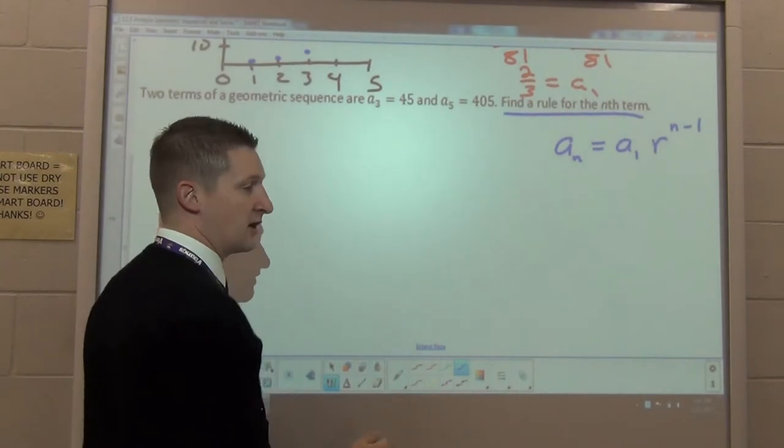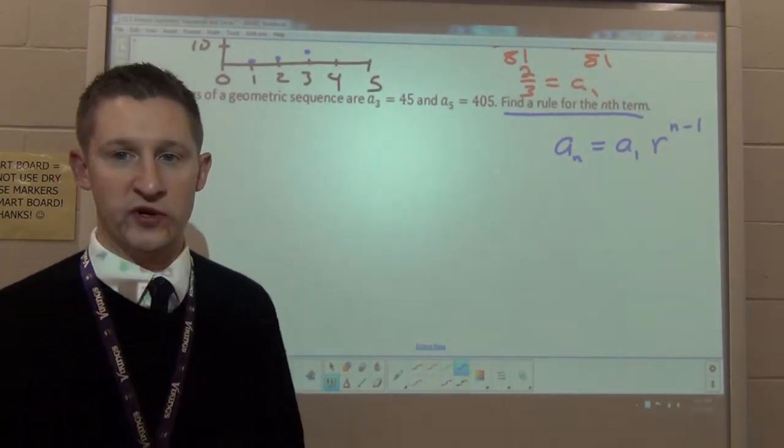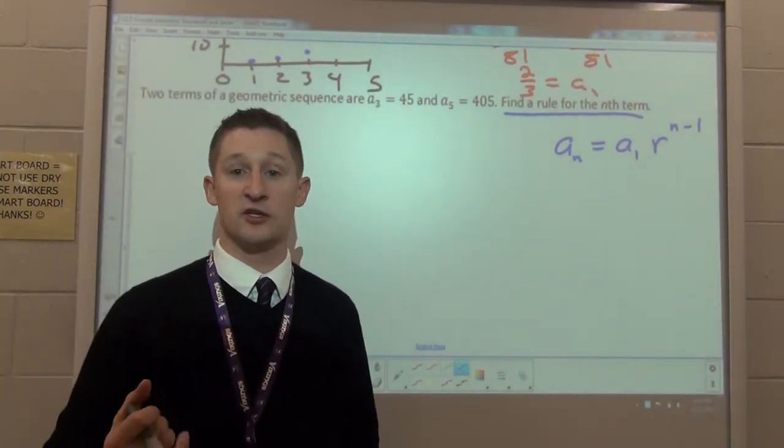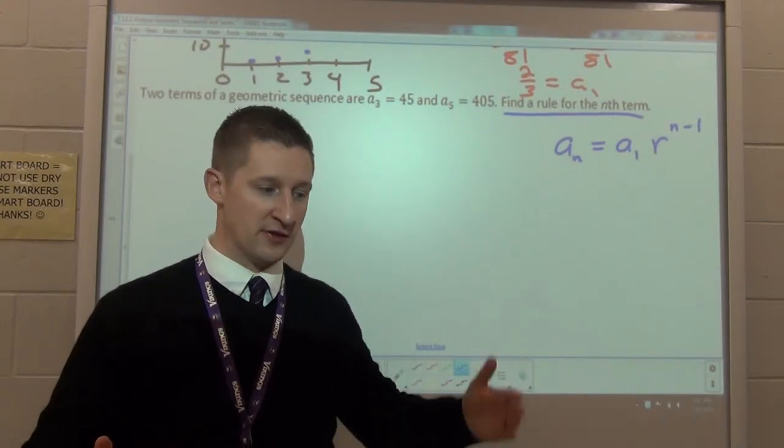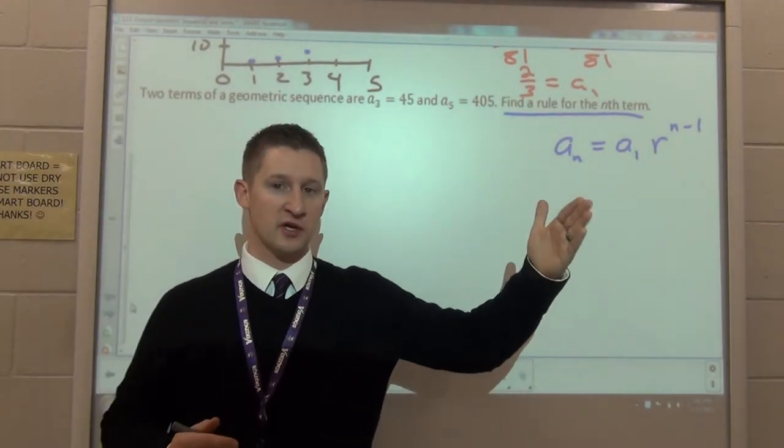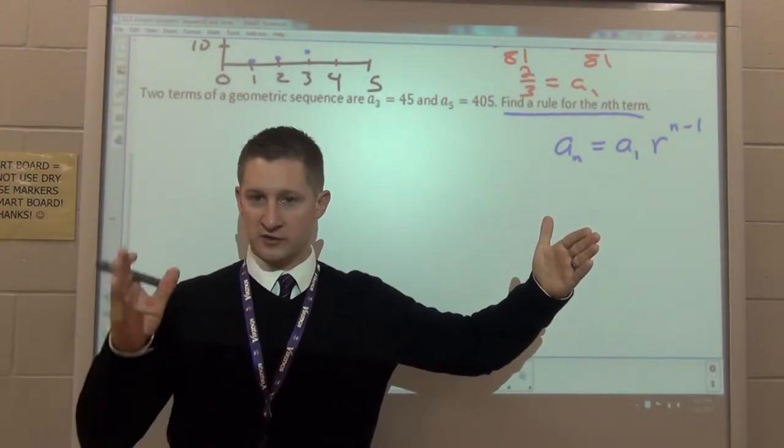Now, in an arithmetic sequence, what we did is we used basically the slope formula to find the difference between, here was the value at this point, here's the value of this term.